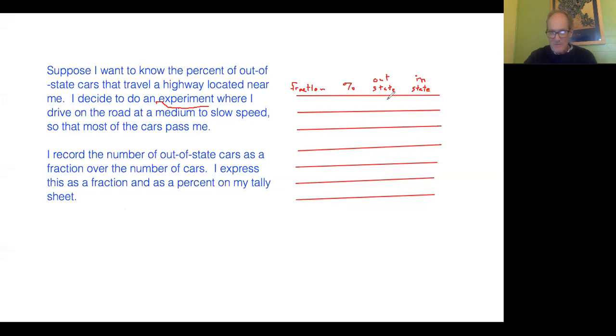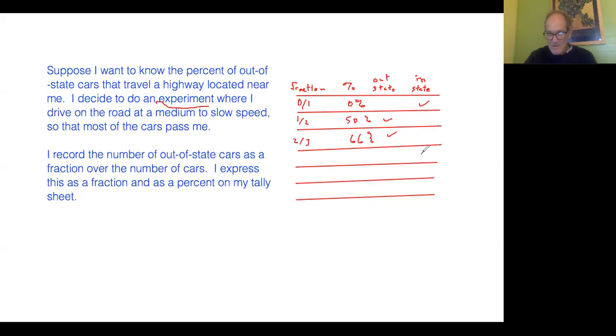So suppose the first car was an in-state car. So I've got 0 out of 1, or 0%. Suppose the next car is an out-of-state car. Now I've got 1 out of 2, or 50%. The next car is an out-of-state car. Now I've got 2 out of 3, or 66%.